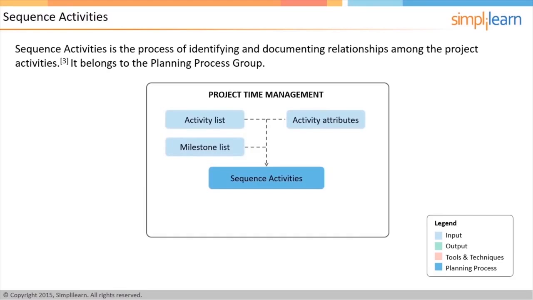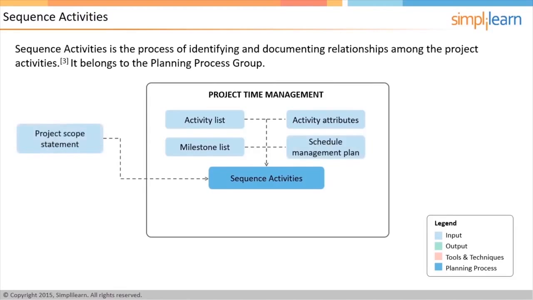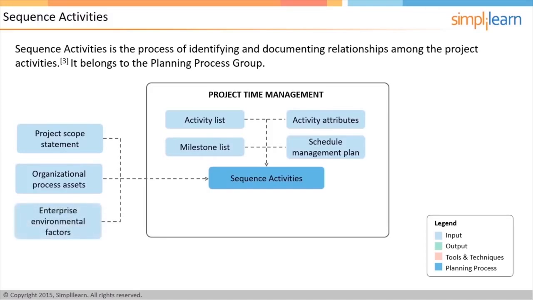The other inputs are schedule management plan and project scope statement. Schedule management plan provides guidance in terms of methodology to be employed for many of the scheduling activities on the project. Organizational process assets are also an input to sequencing activities because the organization might have some kind of knowledge base for scheduling project activities. The enterprise environmental factors relevant to this process may be scheduling tools in use, project management information systems, work authorization systems, etc.